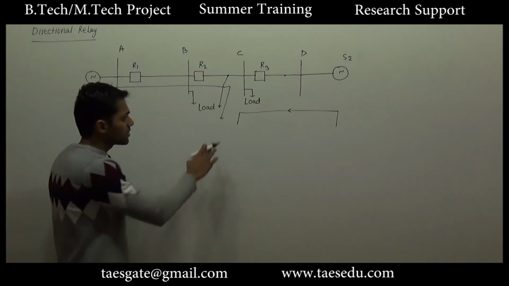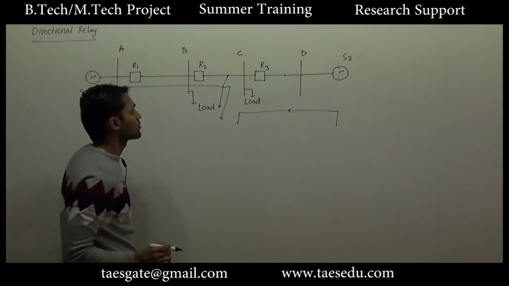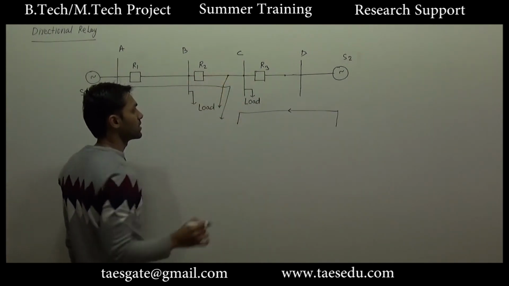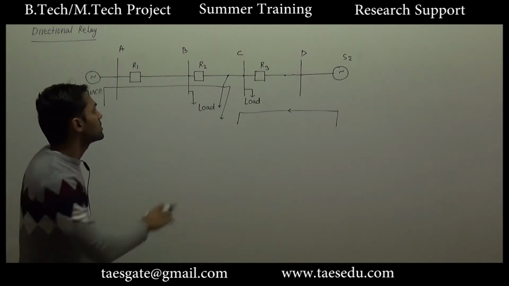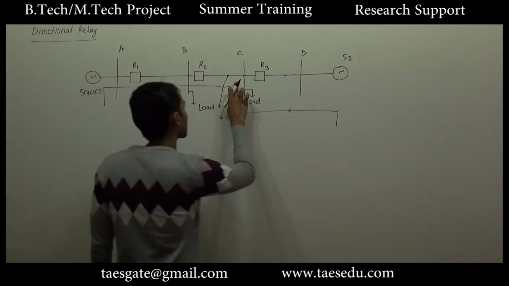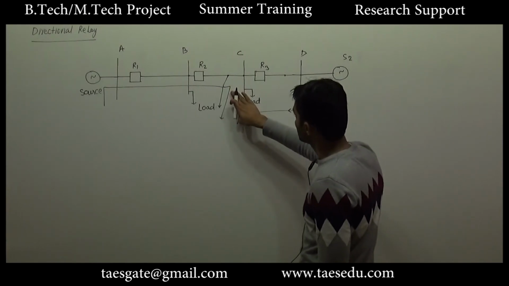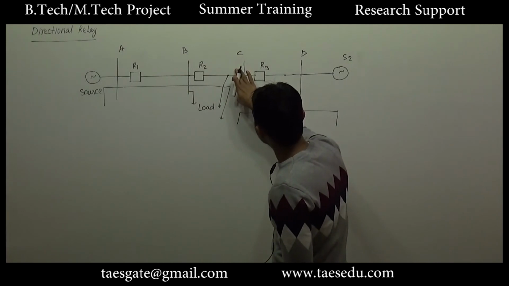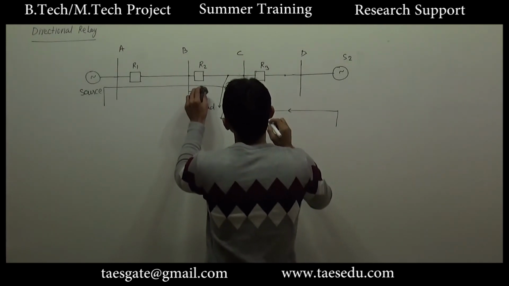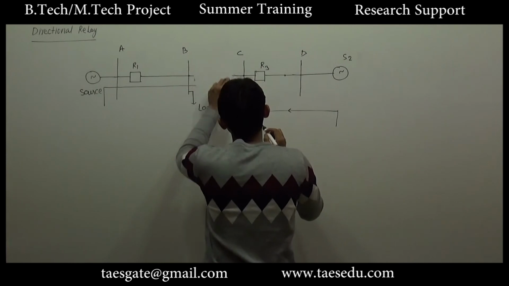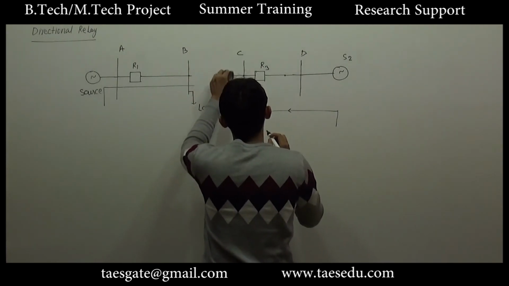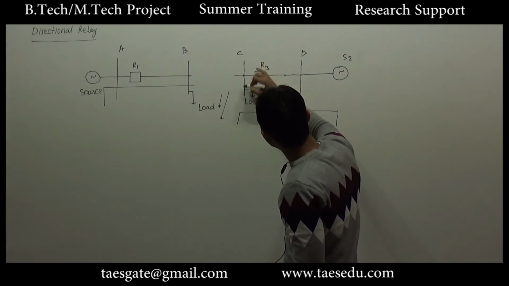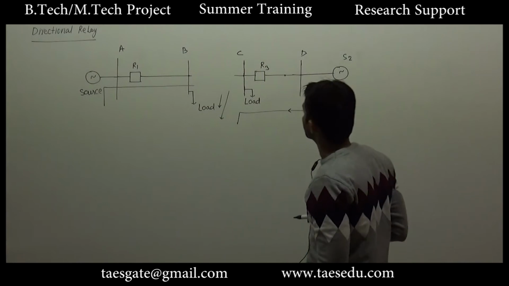Now if there is a fault at this point, ideally what should happen? Since the fault is between B and C, the part of the power system between B and C should be isolated. In the preferable condition, the part of feeder between B and C should be isolated, and whatever load is connected at bus C should continue to get the power supply.